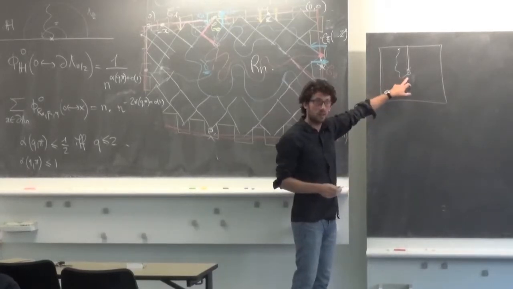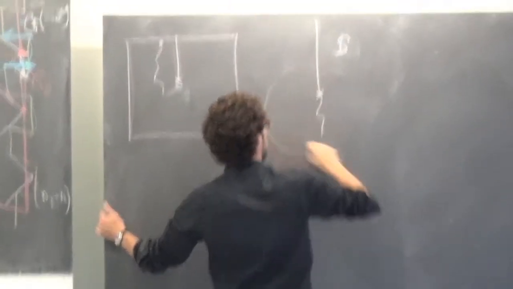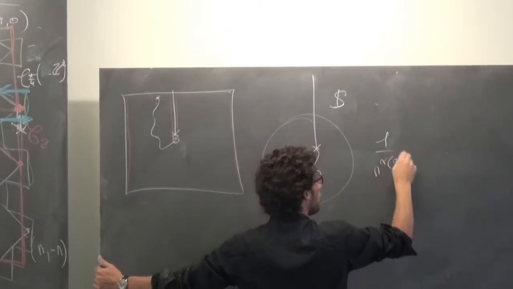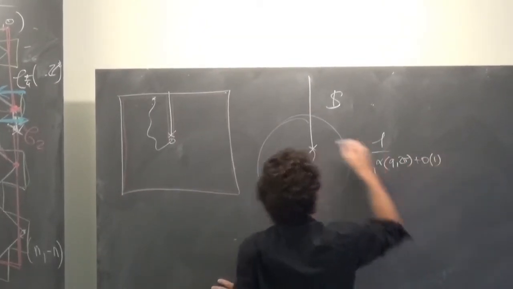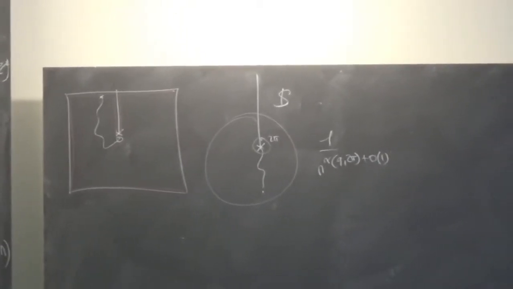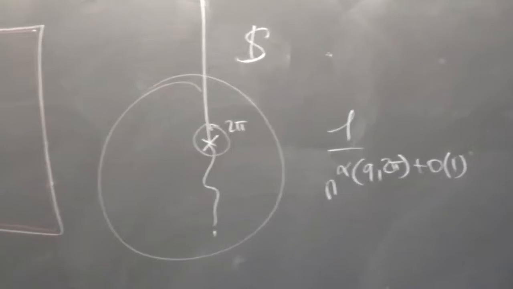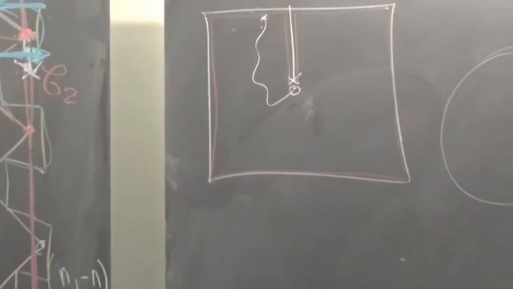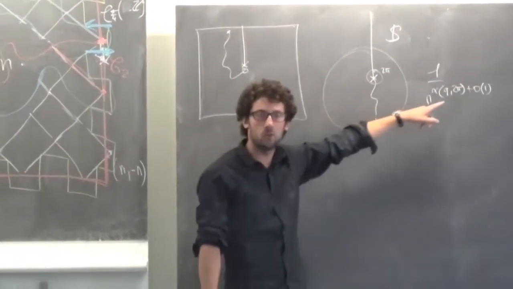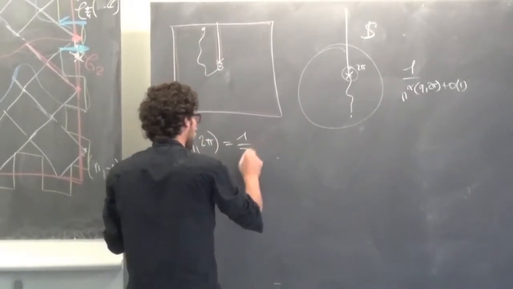What would be the prediction for this guy? For this guy, you take a slit domain S like that, and the probability that 0 is connected to distance n here should behave like 1 over n to the alpha q 2 pi plus little o of 1, because now the opening is 2 pi. And here conformal invariance is beautiful, because conformal invariance allows you to predict what is this alpha q 2 pi in terms of alpha q pi. Because there is a mapping between the half-plane and S, which is a square root, you can predict very easily that alpha q 2 pi has to be 1/2 of alpha q pi. So alpha q 2 pi should be 1/2 of alpha q pi.